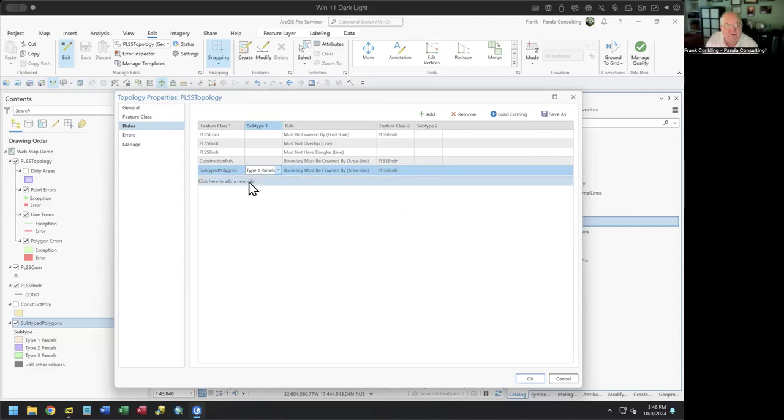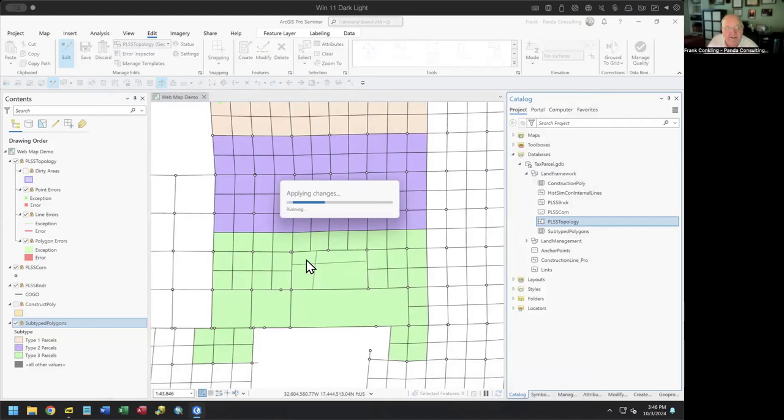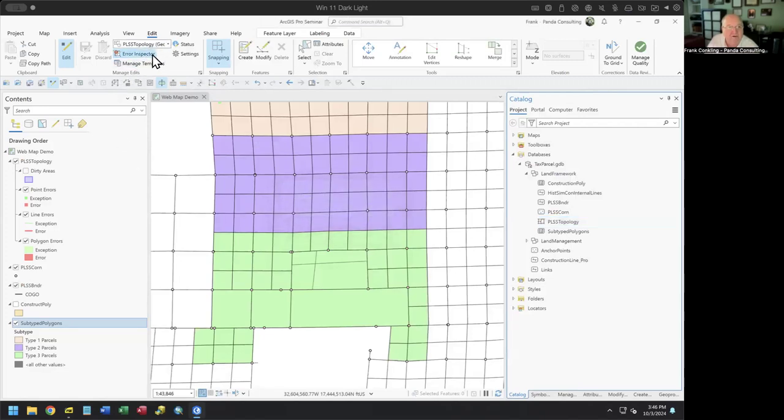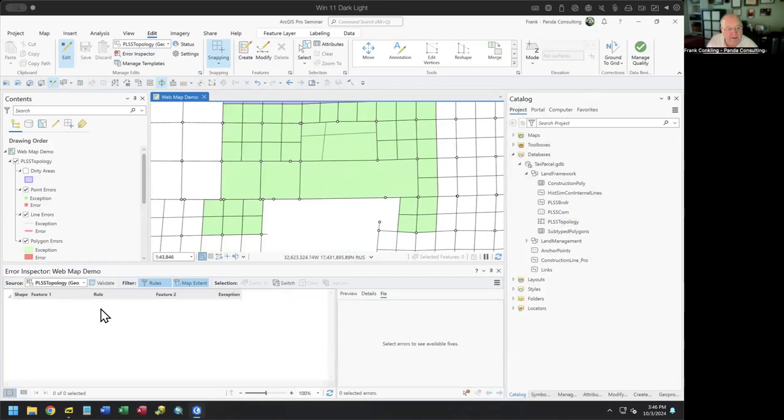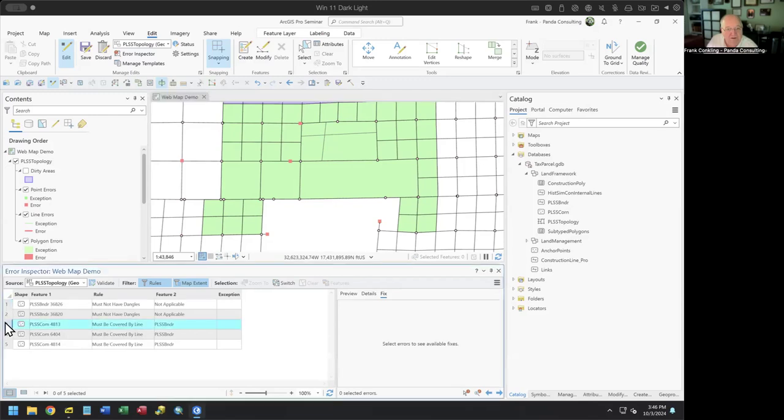I'm going to first do it with type number 1 on here and say, let's go ahead and do that. Let it go and store those. I'm then going to look at Error Inspector and validate my rules inside of here. And I have dangles in here, but I have nothing on that rule that these points are covered by lines. There are dangles in here, but nothing about those subtype rules. So let's close that up again.